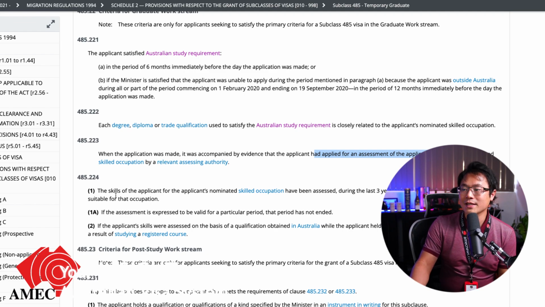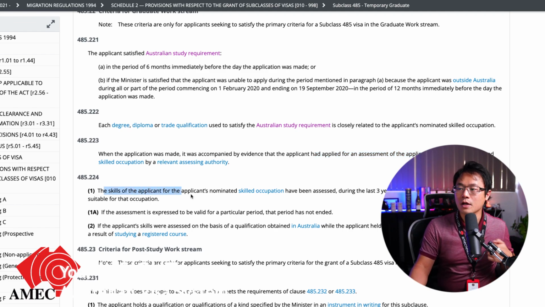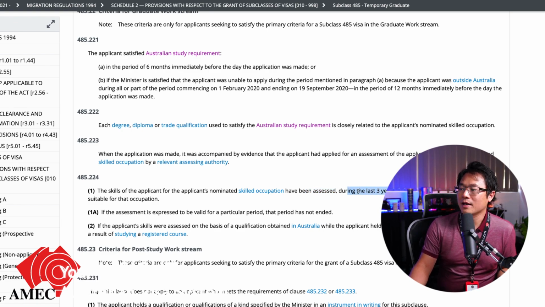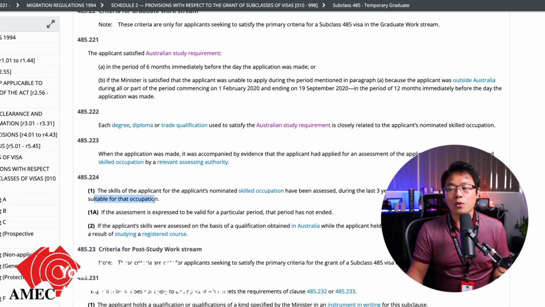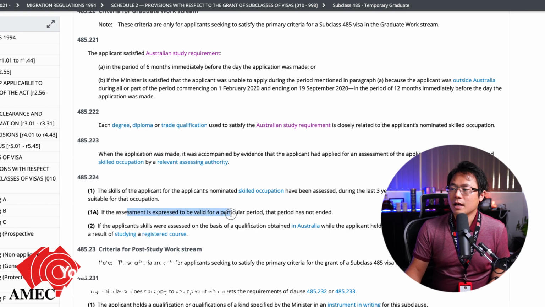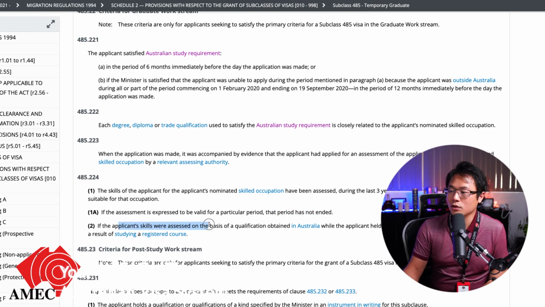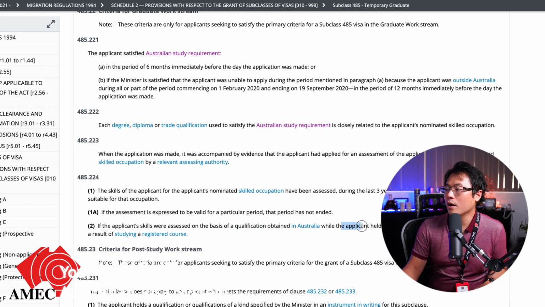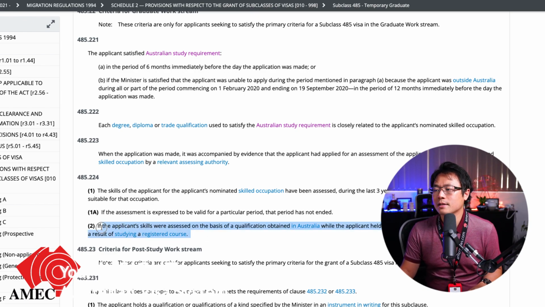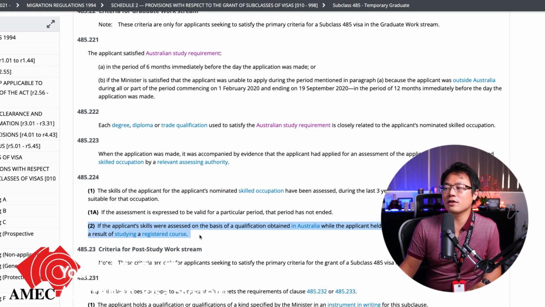And 224 is at this end, the skill of the applicant's nominated occupation has been assessed, and during the last 3 years by the assessing authority as suitable for the occupation. Okay, if the assessment is expressed to be valid for a particular period, the period has not ended. If the applicant's skills were assessed on the basis of a qualification obtained in Australia while the applicant held a student visa, the qualification was obtained as a result of studying a registered course. What does that mean? Okay, why are they inserting this?